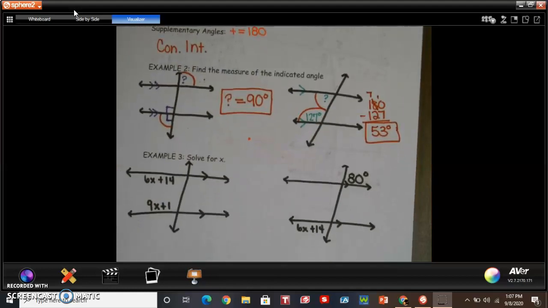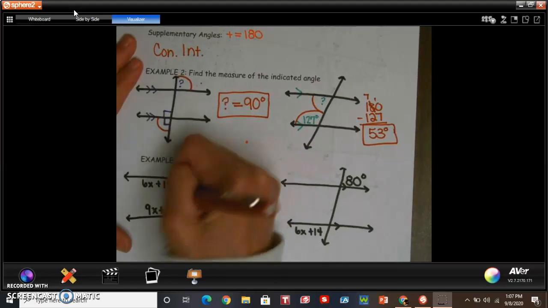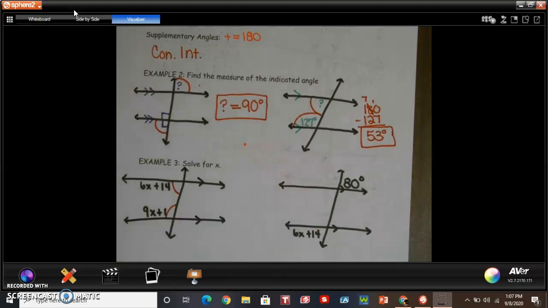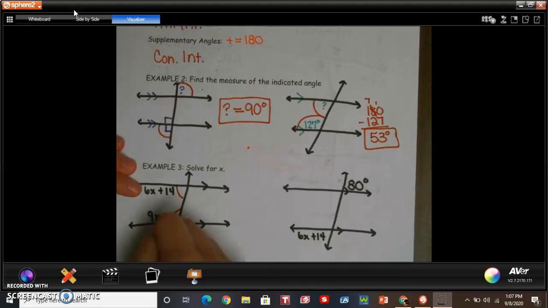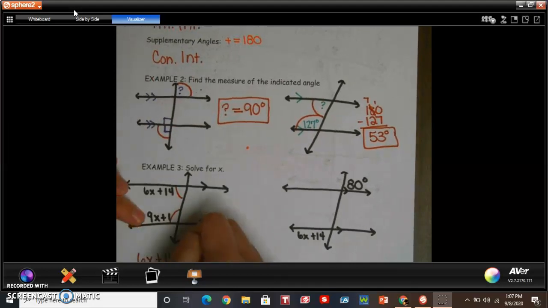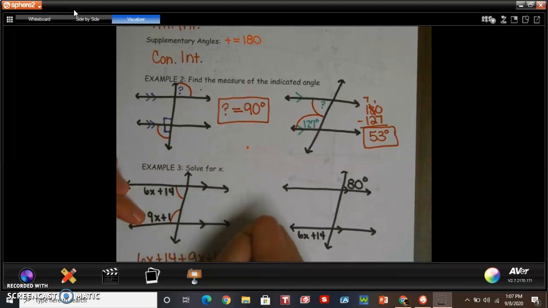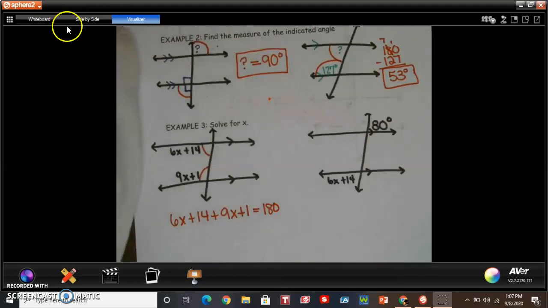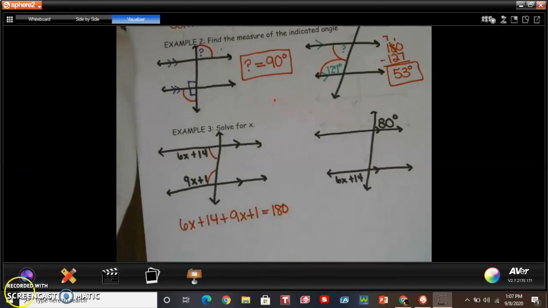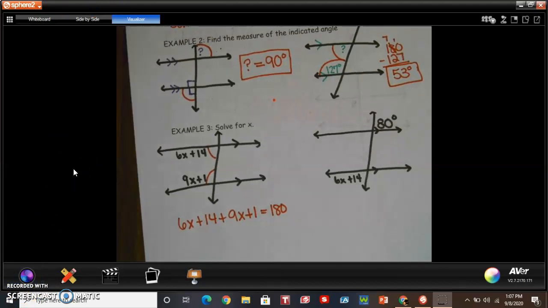All right. Now, example 3, we're using the same things we used for example 2, except for having just numbers. We have algebraic expressions. So let's look at example 3, the first one here. Here's the angles that we're working with. So we're interior. Are we opposite or next to each other? We're next to each other. So we know we're going to add to equal 180. So we'd say, okay, 6x plus 14 plus 9x plus 1 equals 180. And then we need to solve this one. So I'm going to pause it. You should pause it too and solve it on your own, and then come back and check your answer on the PDF.